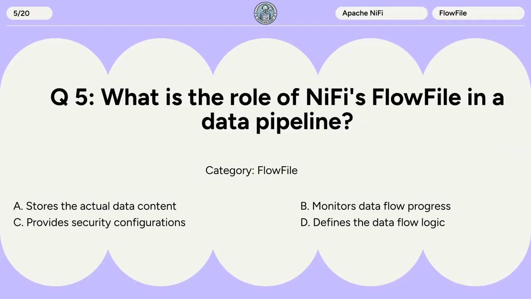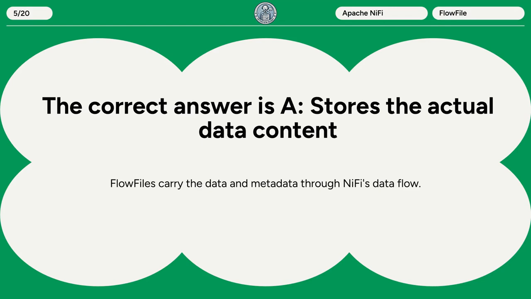Question 5. What is the role of NiFi's flow file in a data pipeline? A. Stores the actual data content. B. Monitors data flow progress. C. Provides security configurations. D. Defines the data flow logic. The correct answer is A. Stores the actual data content. Flow files carry the data and metadata through NiFi's data flow.